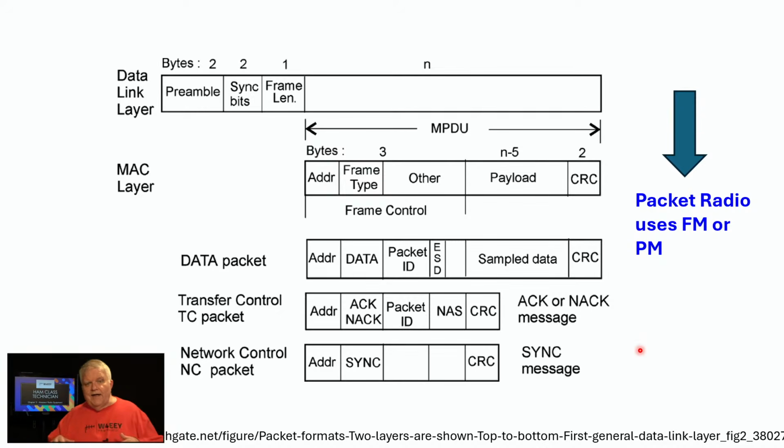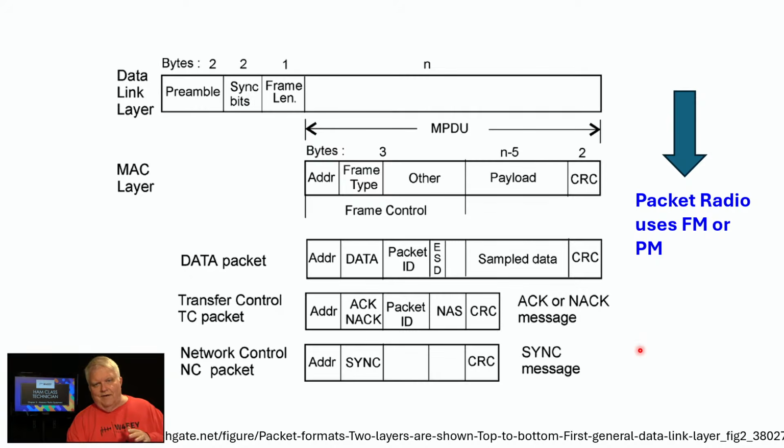So packet radio using FM to transmit on VHF. 2 meters was the popular frequency band in my area for packet radio. That's FM, changing the frequency of a signal.